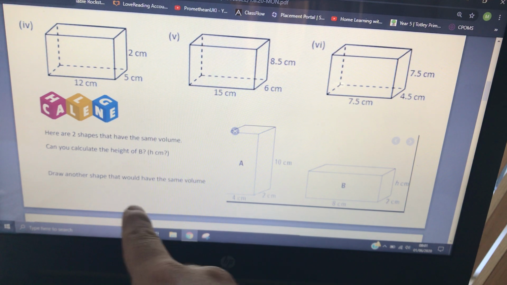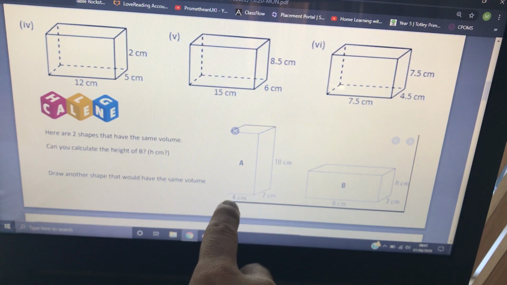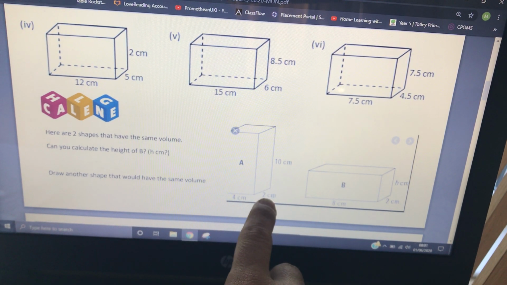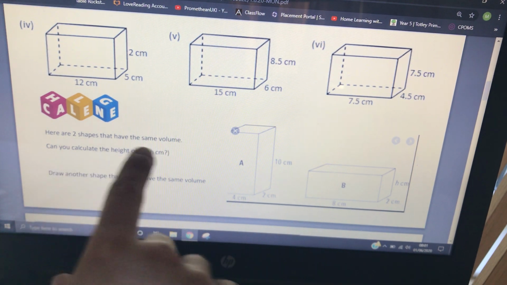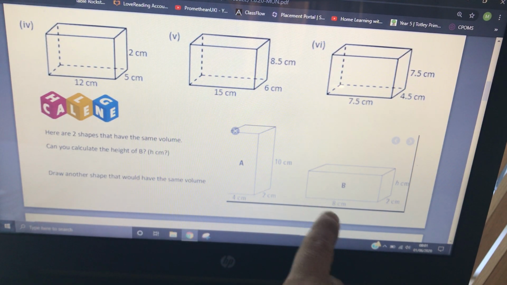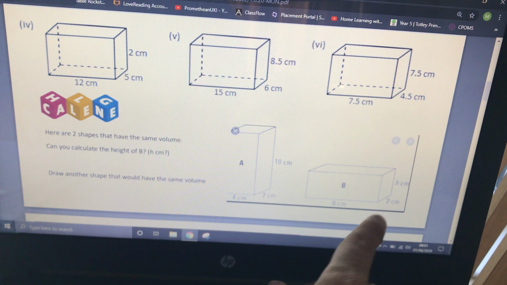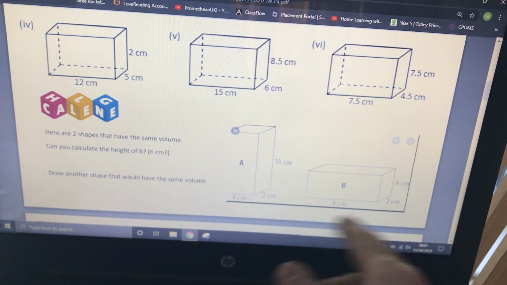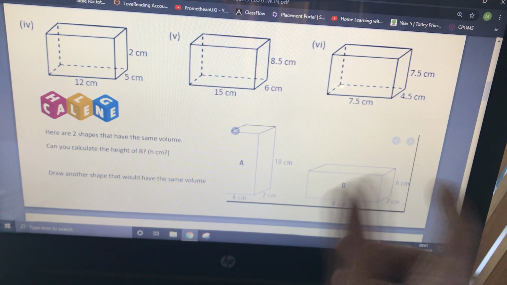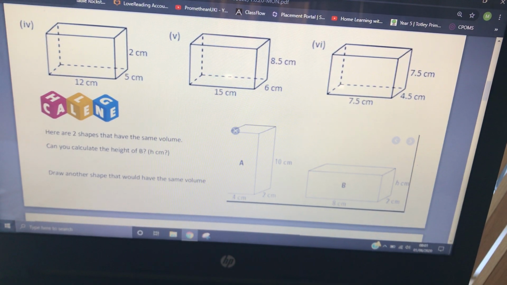You've got all the information here. So you've got 10 by 2 by 4. So 10 times 4 is 40. Double it is 80. So the volume's the same. This needs to make 80. We've got 8 times 2. 8 times 2 is 16. So whatever you times 16 by to get to 80 is what H is. Simple as that. Okay. I hope you found that okay.